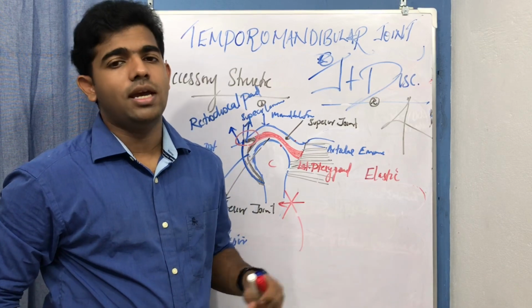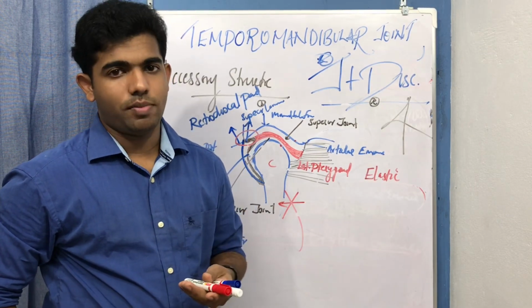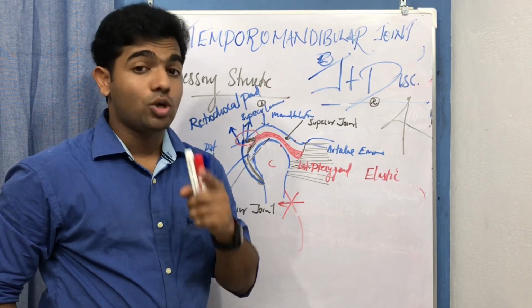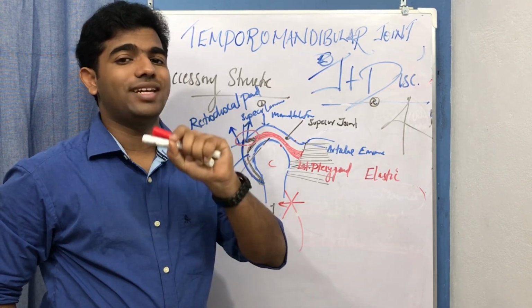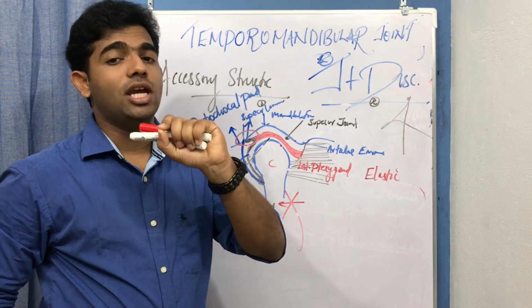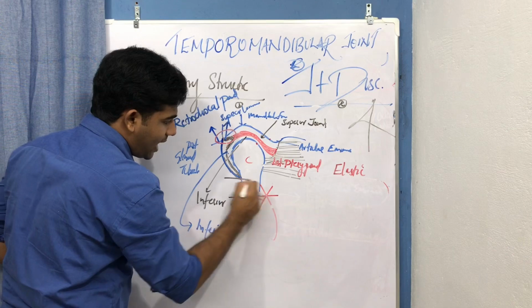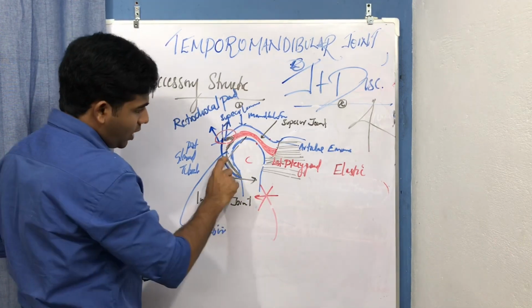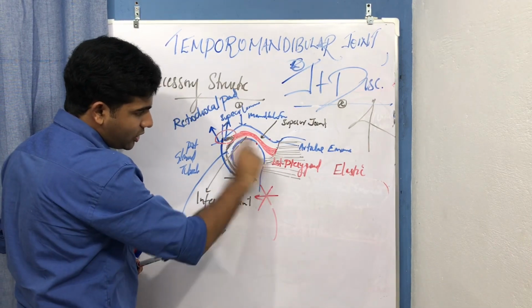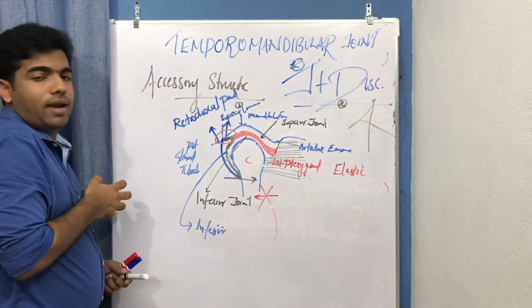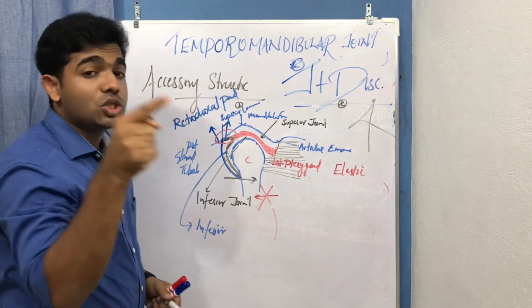The inferior lamina does not have any elastic property. It is just attached to the neck of the temporomandibular joint condyle. This inferior lamina, can you guess any function? This lamina will prevent the anterior translation of this disc. But it is not elastic, so it will not provide the coming back. The coming back is provided by your superior lamina itself.